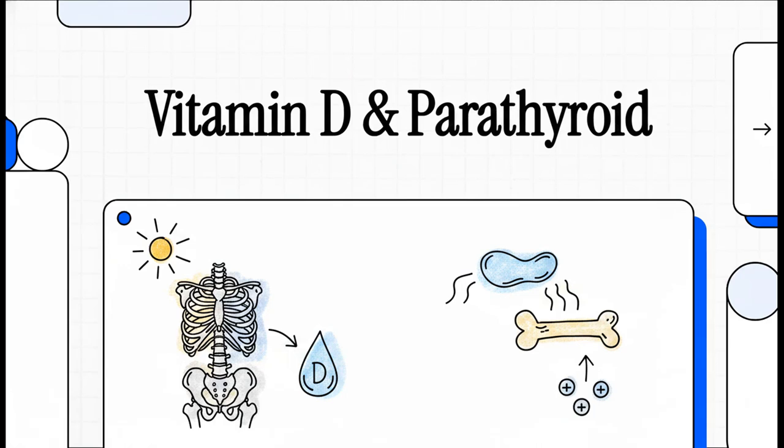Welcome to this explainer. Today, we're diving into the incredibly fascinating, really harmonious interplay between our external environment and our internal skeletal health. We are going to break down the first principles of vitamin D and the parathyroid and see exactly how our bodies manage what is honestly one of the most critical balancing acts in human biology.